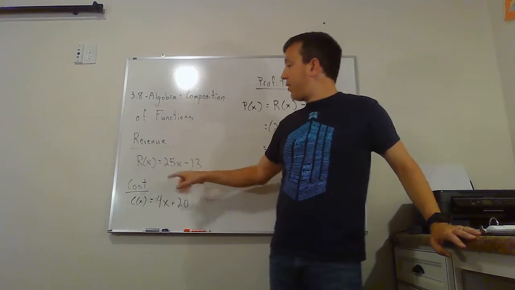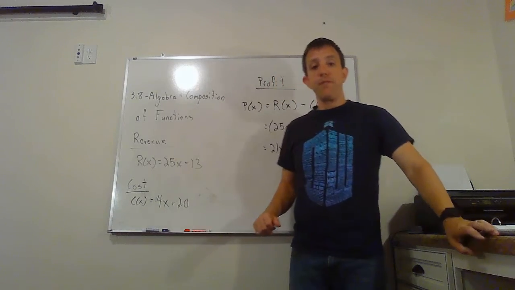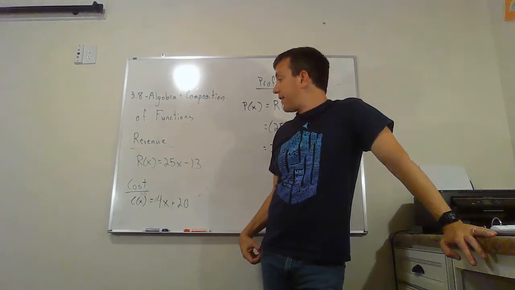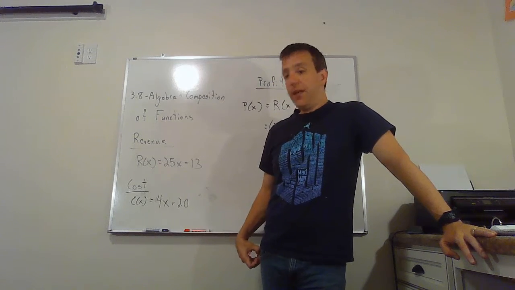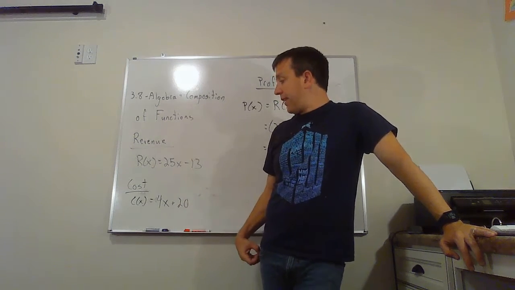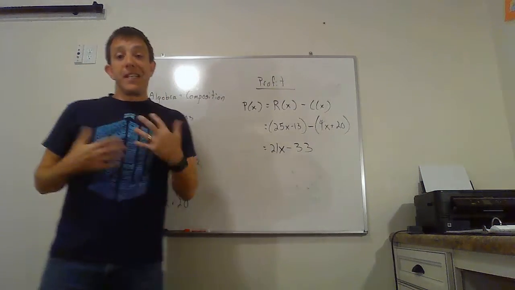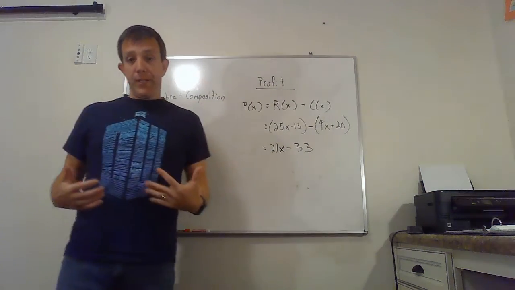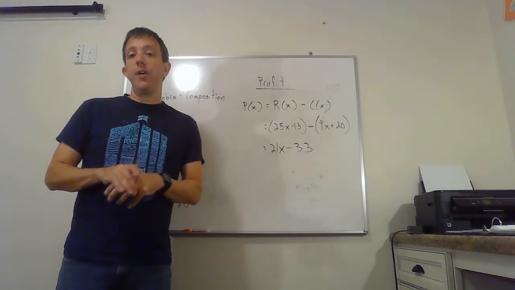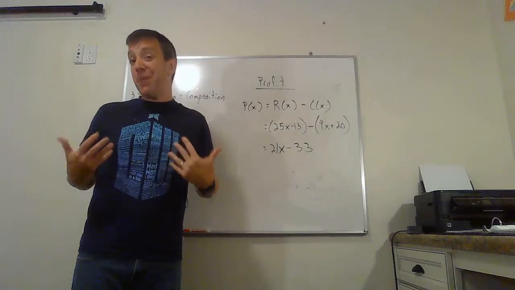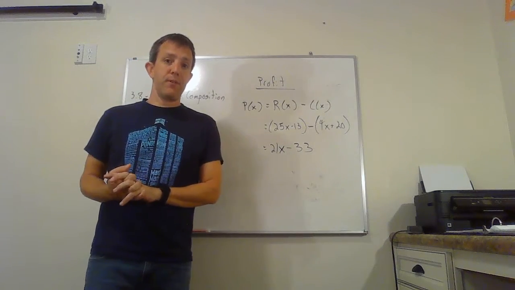So revenue and cost. You'll see I have a couple of equations for the two things that we're going to be working with here for a minute. Revenue, R of x, is 25x minus 13, and the cost function, C of x, is 4x plus 20. So those two things together can bring us to profit. Profit is different from revenue. Revenue is the amount of money the business brings in, but profit is how much money is left over after you pay the bills. Okay?